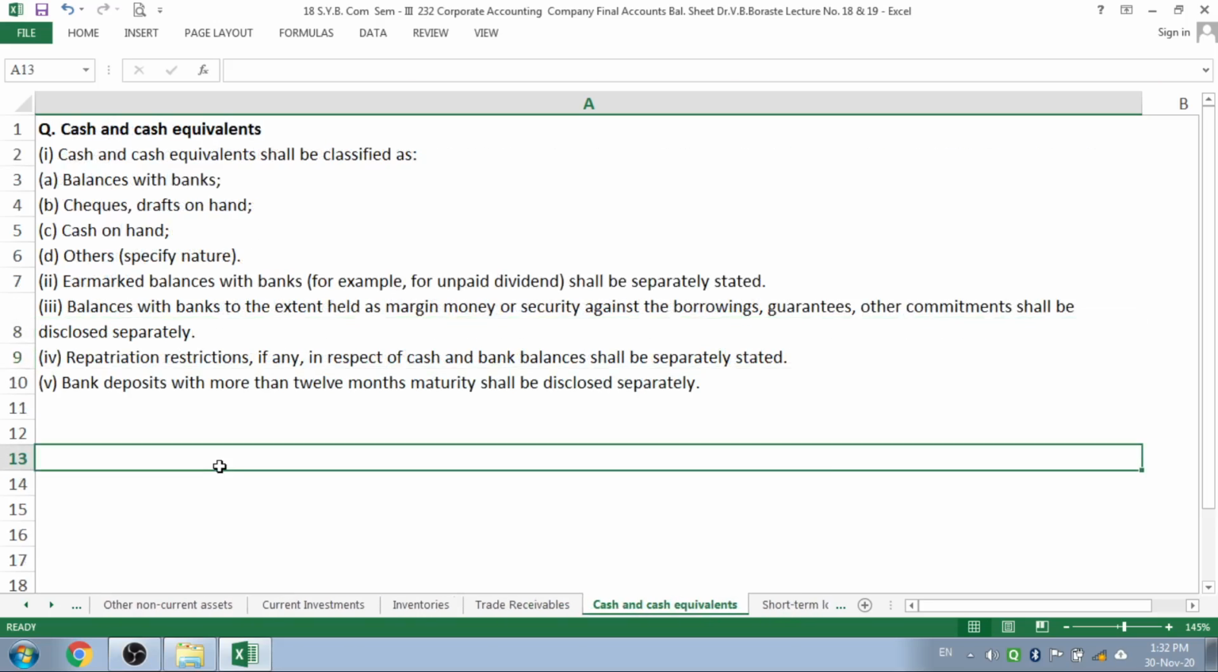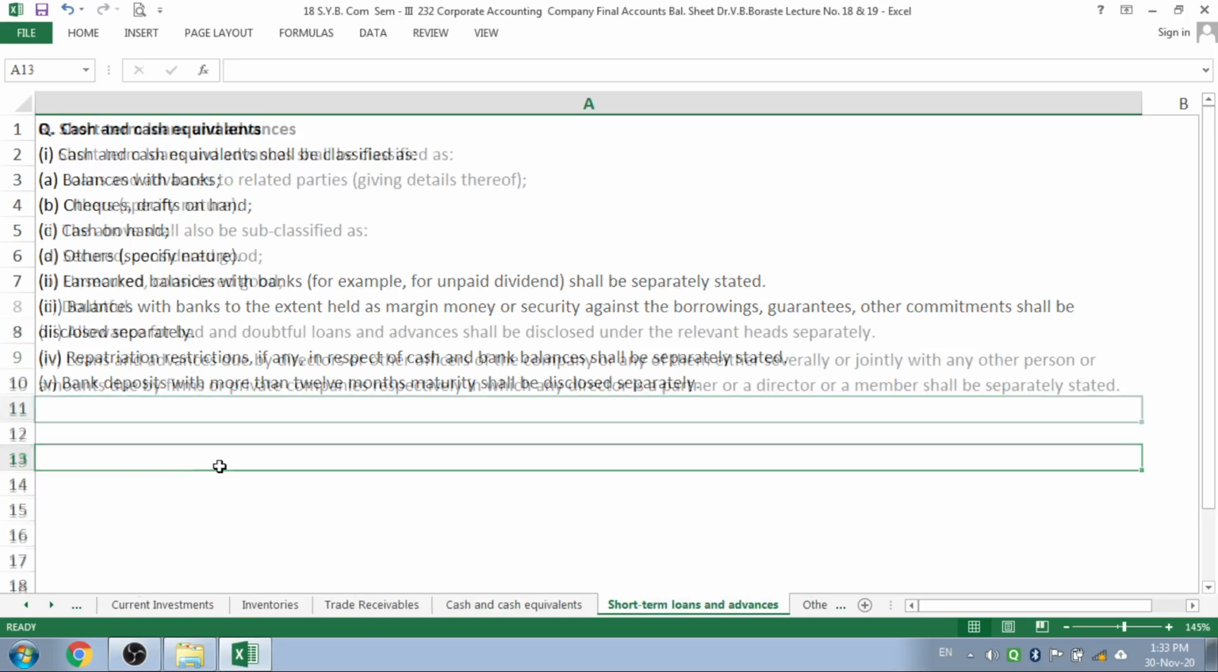Then cash and cash equivalents, it's very simple. Cash and cash equivalents may be classified as balance with the bank, cheques, drafts, demand drafts, cash on hand, and other earmarked balances with the banks. So these are the cash and cash equivalent.